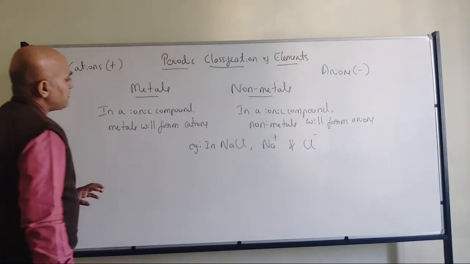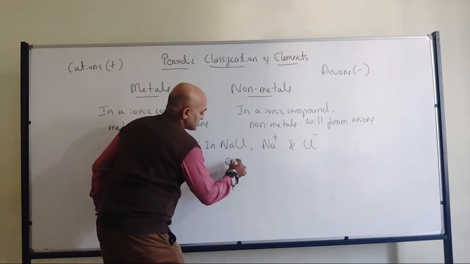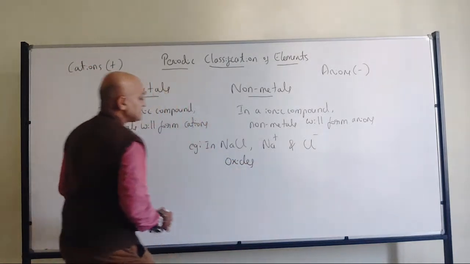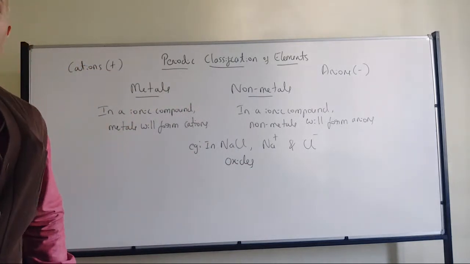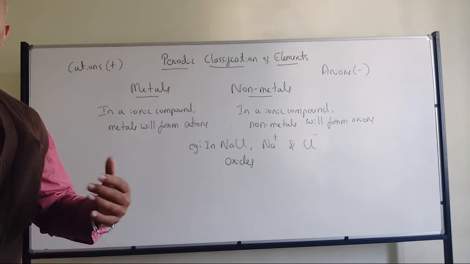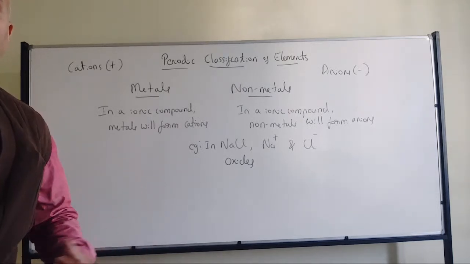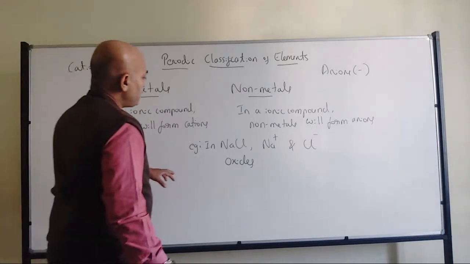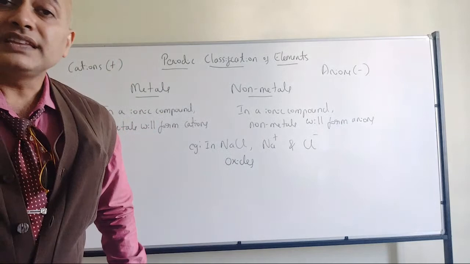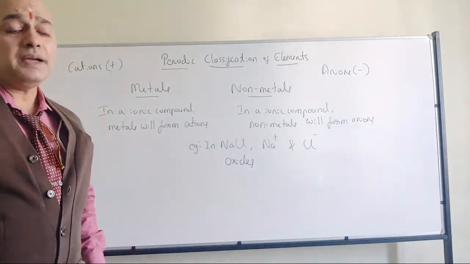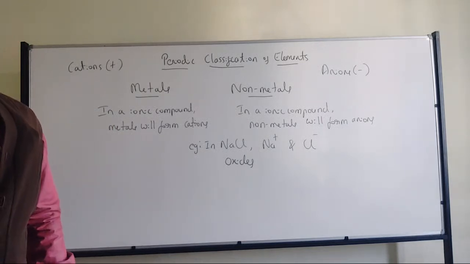Now we have the compound which will be called as oxides. So oxides are those compounds where one of the components is oxygen. So those type of compound will be called as oxide. So once again I will repeat. These are the compounds where oxygen will be present. Those type of compound will be called as oxides.